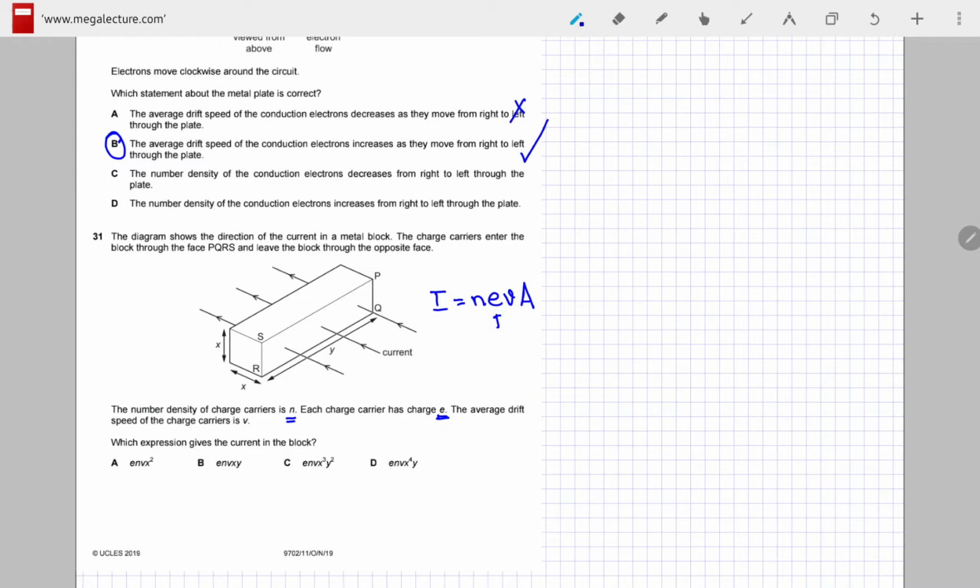Where e is the charge, n is the number density of charge carriers, and v is the drift velocity, while A is the area. So based on this diagram, the area is this face height y and this width x, right? So that's the area that is contributing to this current. So the area would be x times y, and so the equation becomes I is equal to nevxy. So that's the correct option, which is option number B.